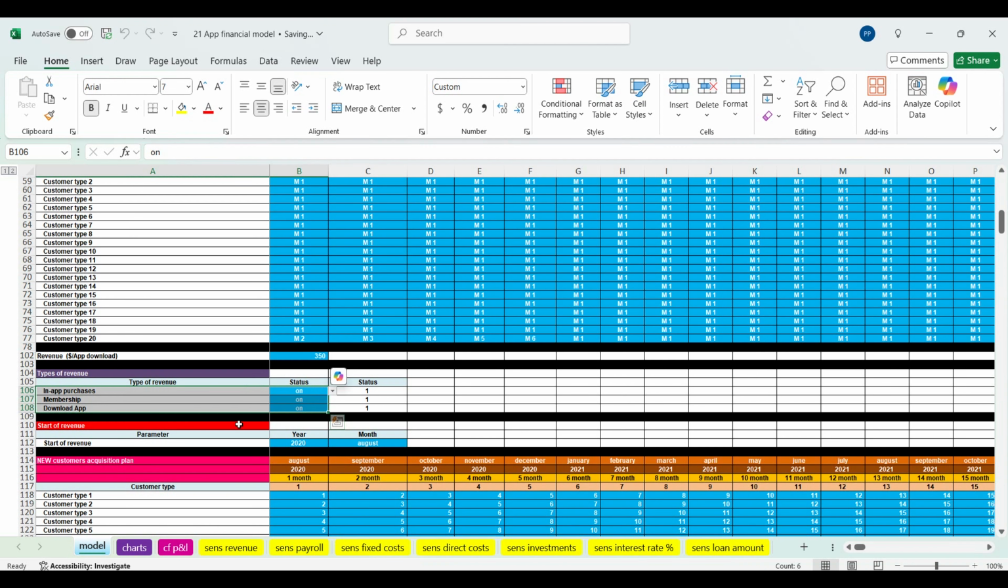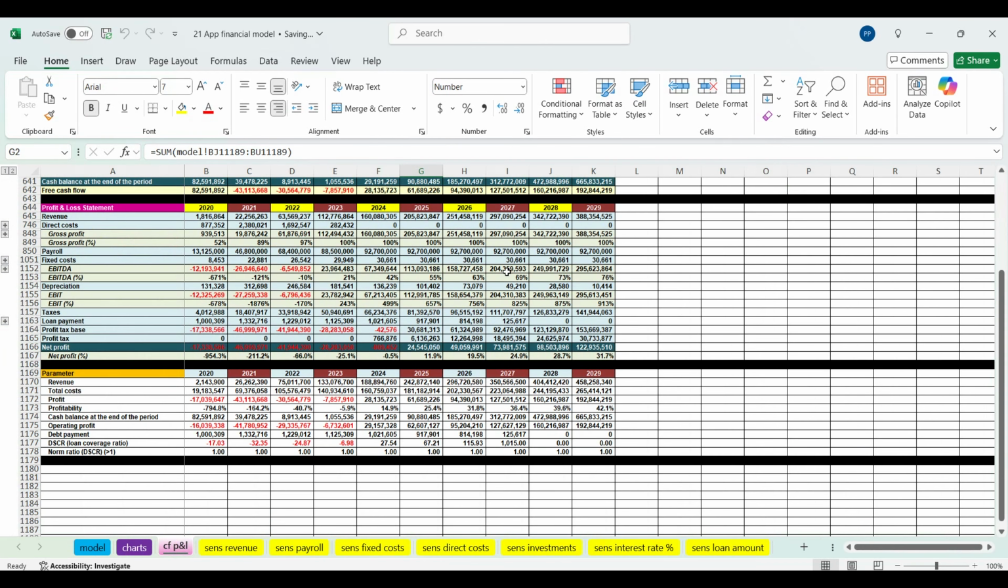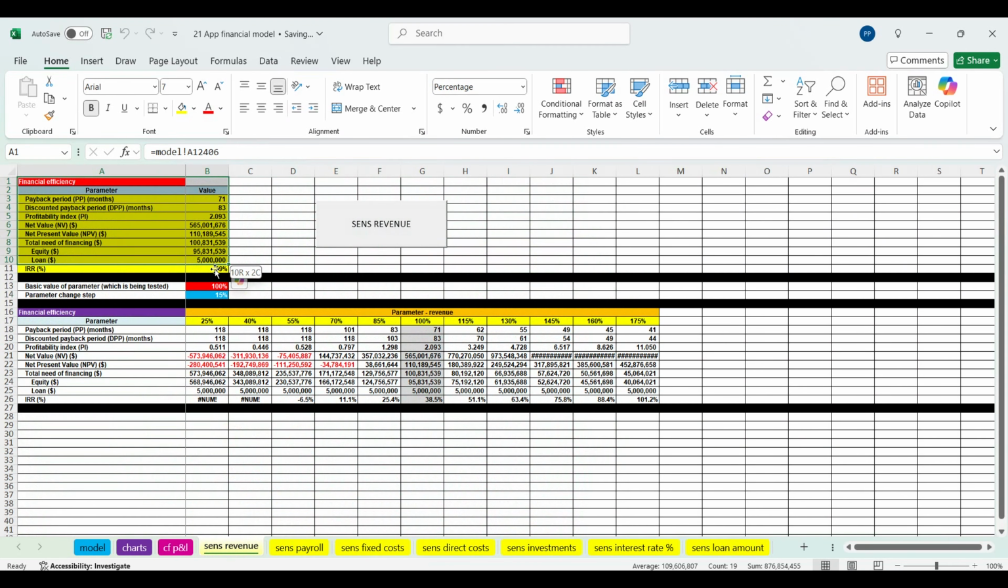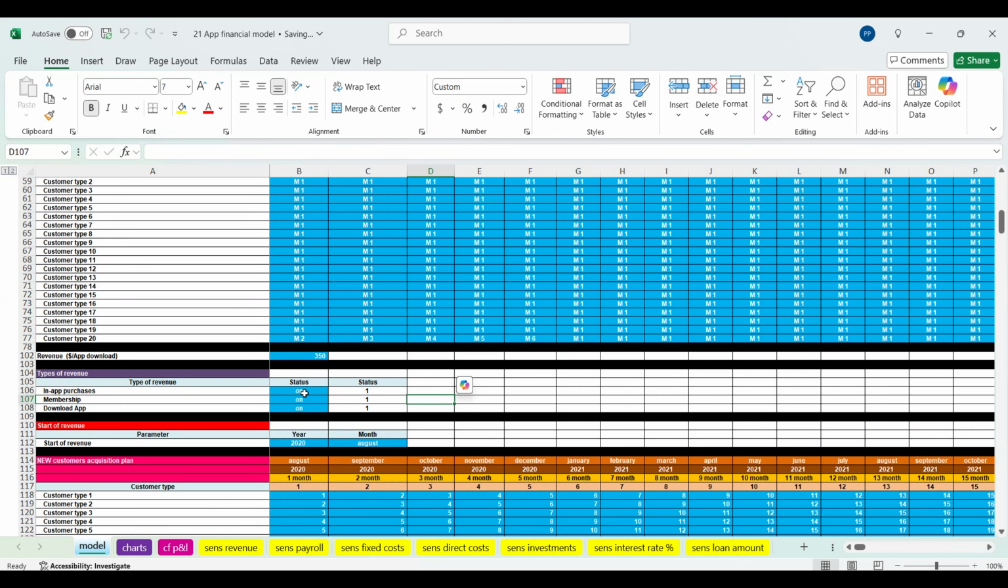Then here we can switch on and off different types of revenues. We may have revenues from in-app purchases, from membership, from app download, and here we can switch on and off different types of revenues and also see how this affects the cash flow statement, P&L statement, simple discounted payback period, all the financials, and so on. So this is a very important block of inputs. You will also be playing with these inputs a lot.